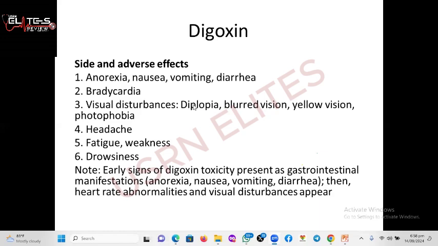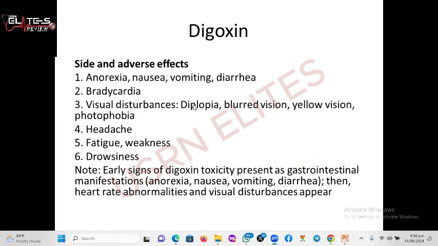Then you also have bradycardia, because we said that this medication helps to control heart rate. If someone is having a high heart rate, in some instances digoxin is given, so you need to monitor the heart rate. One thing to also do before you give digoxin is to monitor the apical pulse. If the apical pulse is less than 60, the medication or the dose will need to be held.